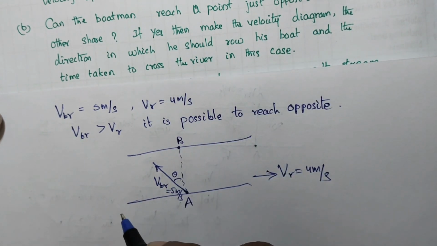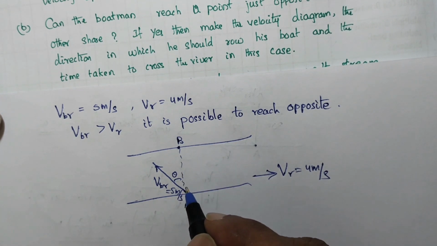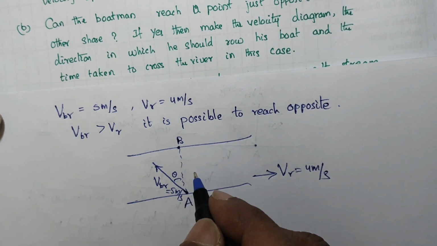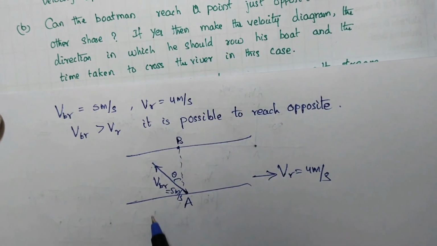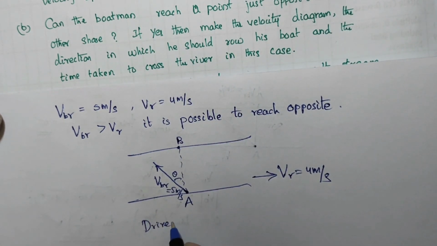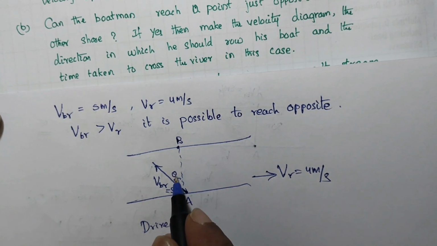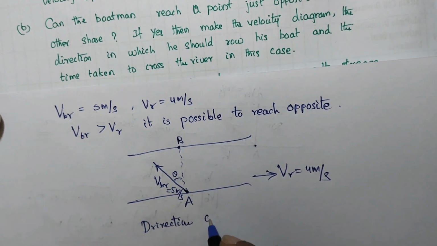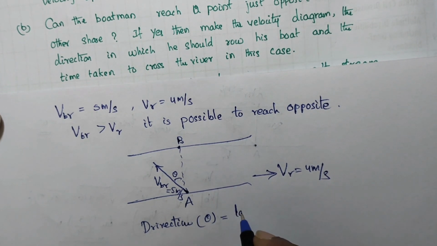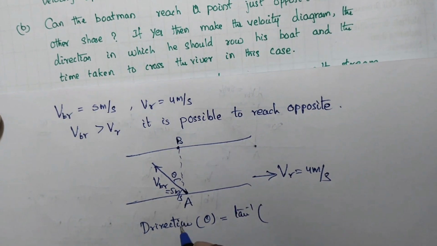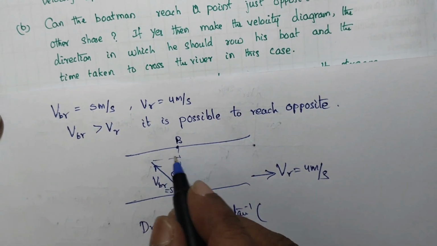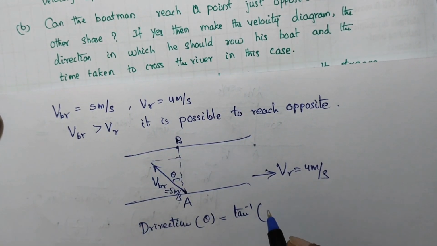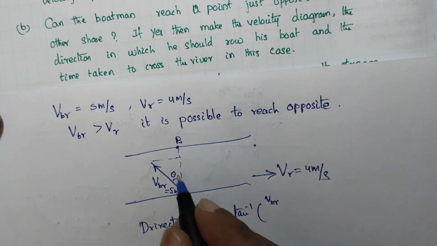So exact opposite should be the time taken. The direction is asked, the angle theta is asked. Direction theta is equal to tan inverse, opposite, how much, VBR.